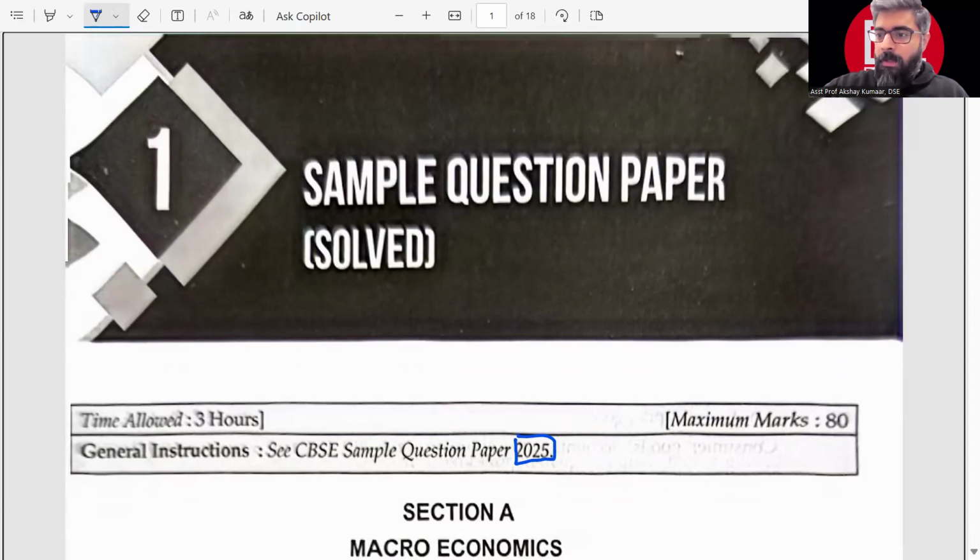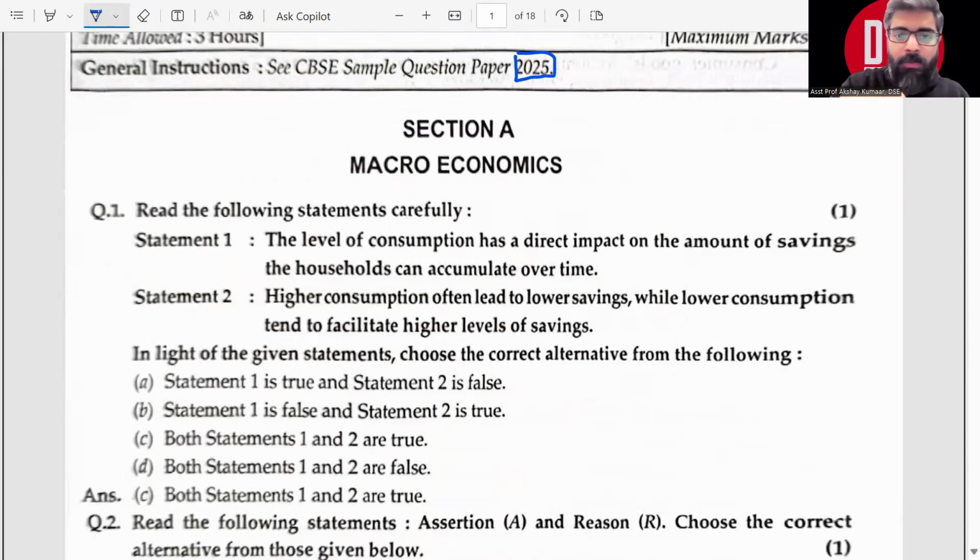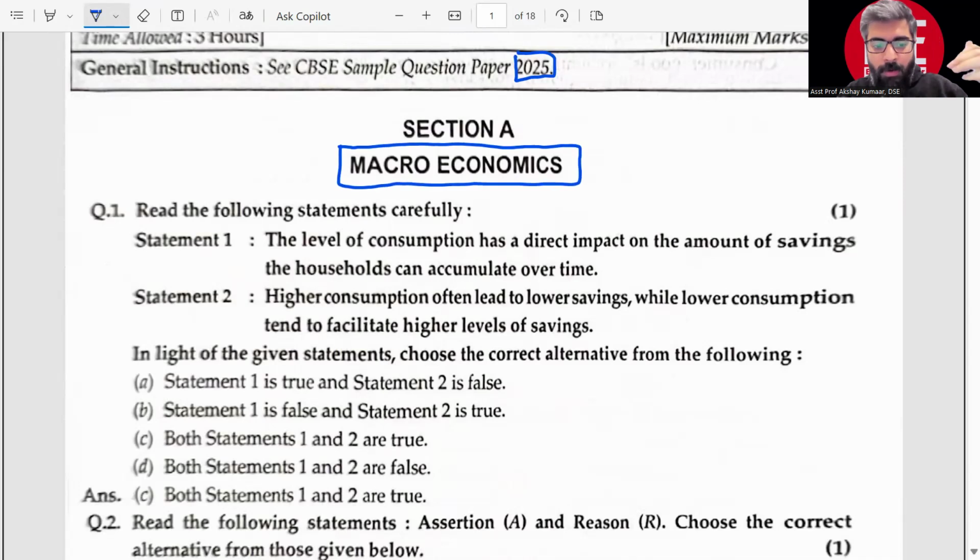Okay, so let's quickly come down to section A, which contains all problems in the macroeconomics module. All students can see this on your screens. I'm going to start with the discussion of question one, which is based on MCQs, assertion based problems and objective type questions. Section A primarily contains objective type questions, which are either statement based, assertion based, or true or false type questions. So let's start the discussion.